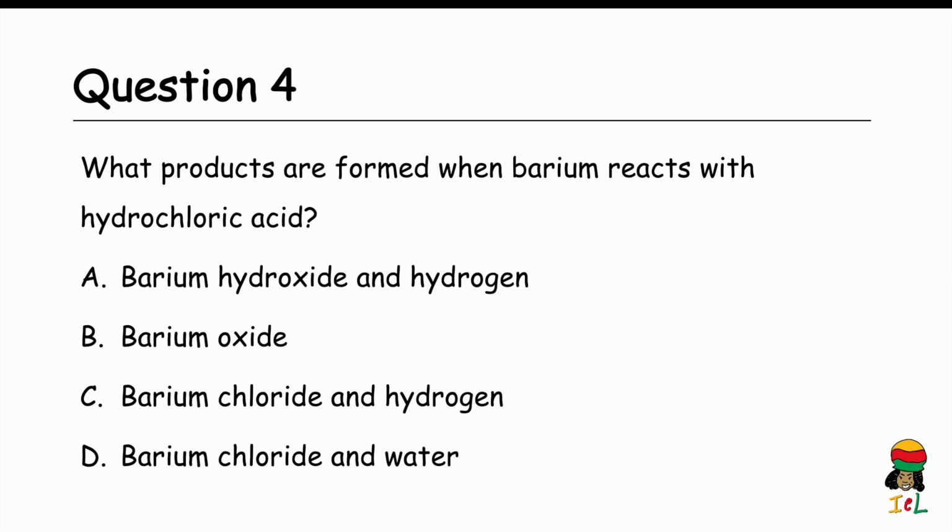Question 4. What products are formed when barium reacts with hydrochloric acid? A. Barium hydroxide and hydrogen. B. Barium oxide. C. Barium chloride and hydrogen. D. Barium chloride and water. The answer is C. When barium reacts with hydrochloric acid, we produce a salt which is called barium chloride, and of course hydrogen is evolved or given off.